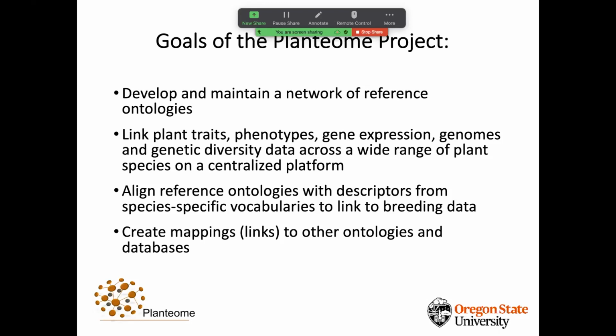And our goal is to align our reference ontologies with descriptors from species-specific vocabularies, which are useful for the breeding community. And this way we can link the genomics data with the breeding data. And our goal is to create mappings which are links to other ontologies and databases.